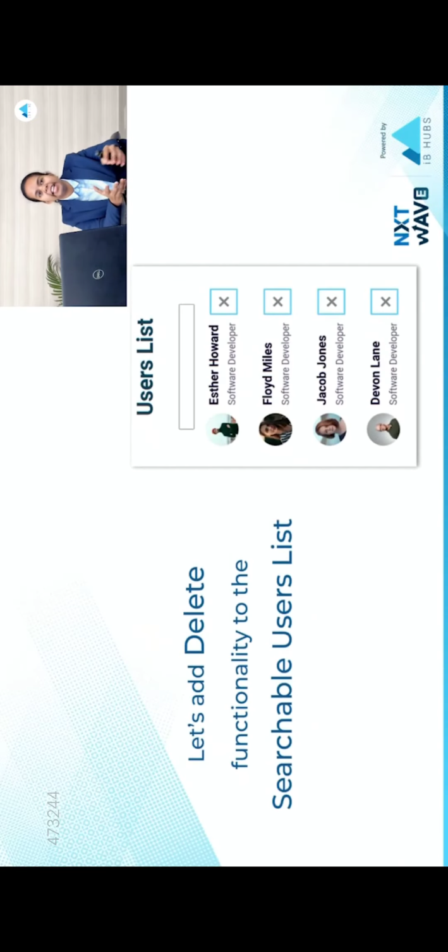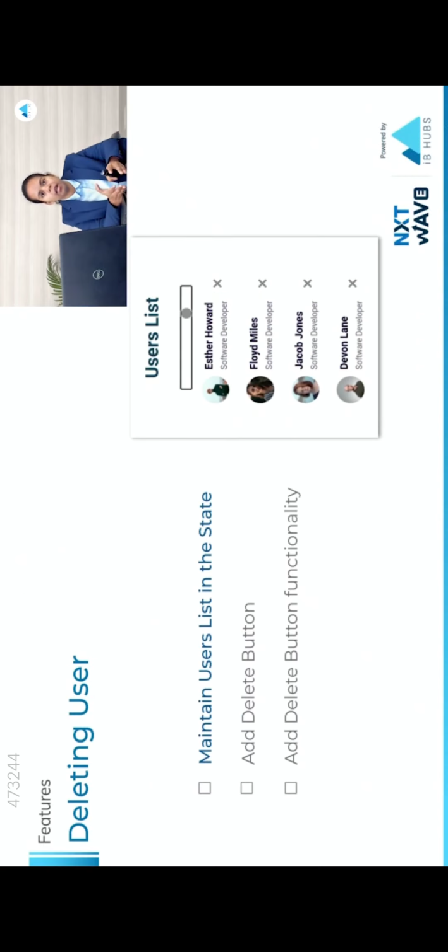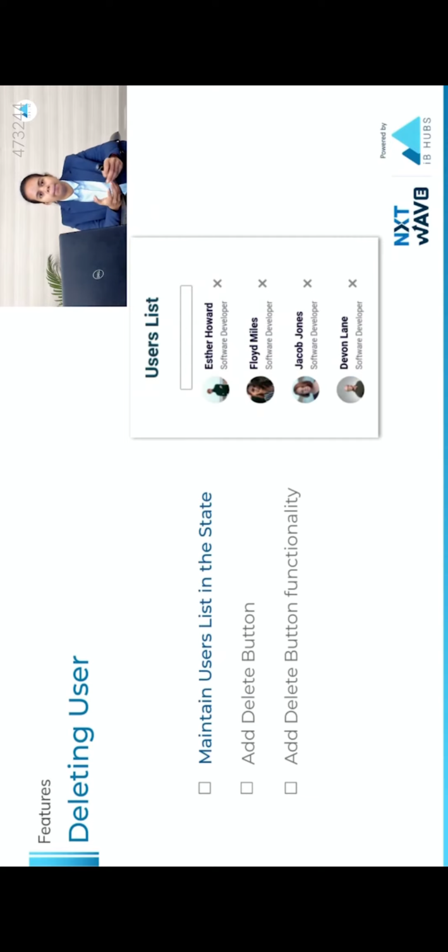Next, let's add the delete functionality to this application. There you can see there is a cross icon. By clicking on this, we have to delete that user from the list of users, which is being updated over time. So when the user clicks on the delete button, the user has to be removed from the users list. So over time, the users list is being updated, right?